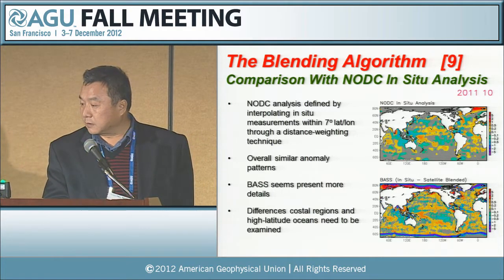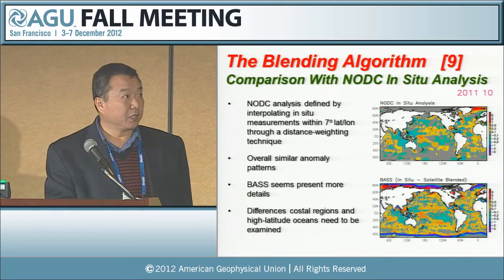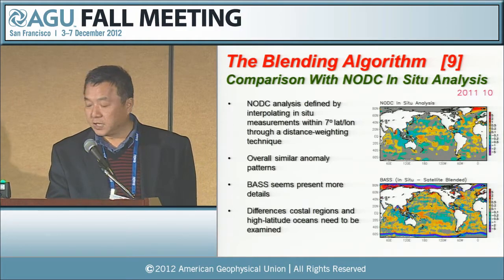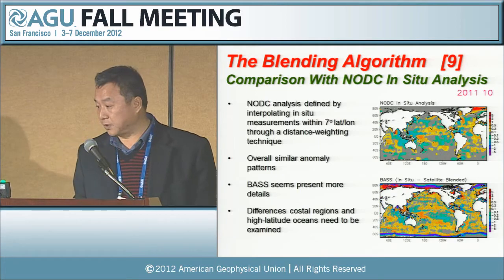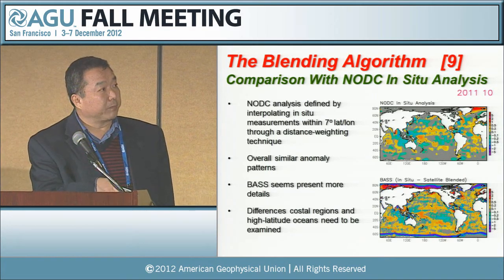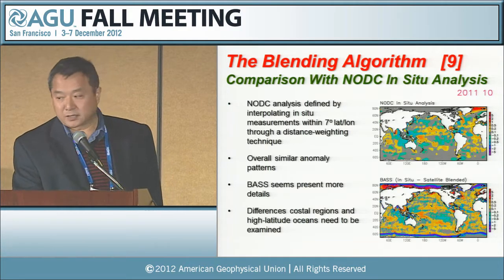is very similar. You see those patterns, positive and negative anomaly patterns, especially over the Pacific Ocean, largely associated with the freshwater flux. But meanwhile, if you compare the in-situ only analysis and the blended analysis, what you can find is that the blended analysis gives us a lot of details.